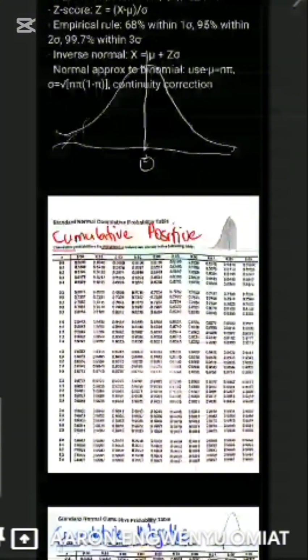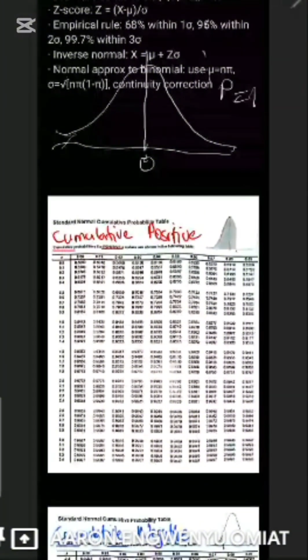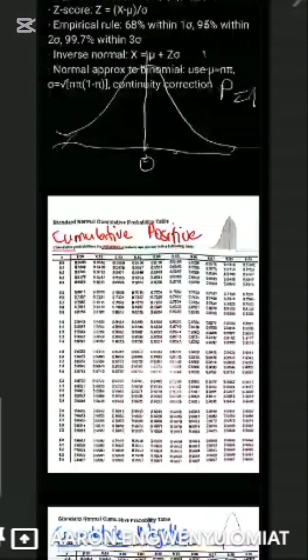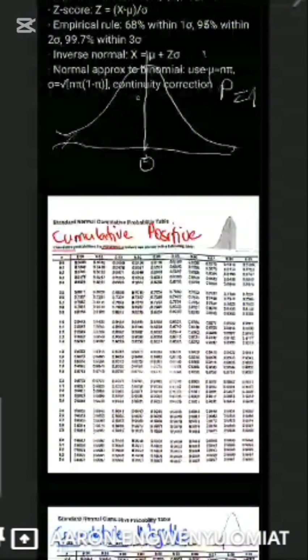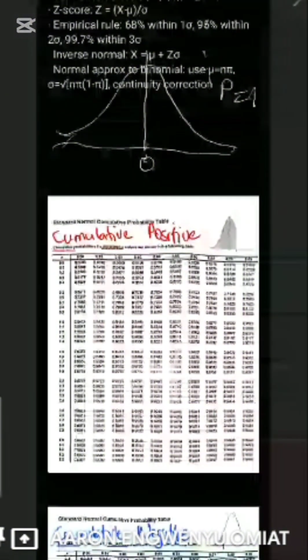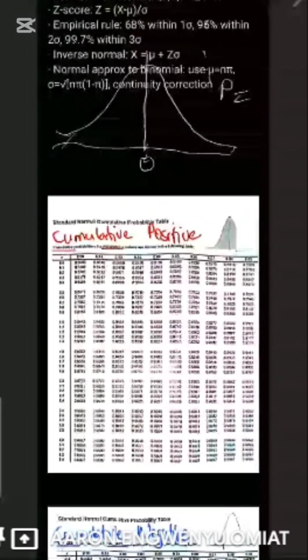And remember this is symmetrical, that means this side is equal to this side. So that means the total on the right is 0.5 and the total on the left is 0.5. So this total shaded area is 0.5 and also here 0.5. So 0.5 plus 0.5 gives you 1.